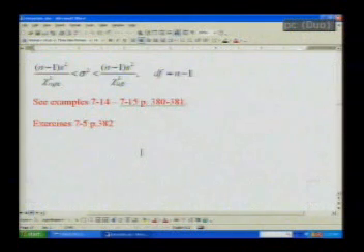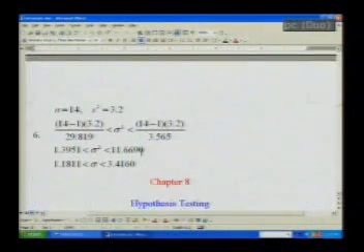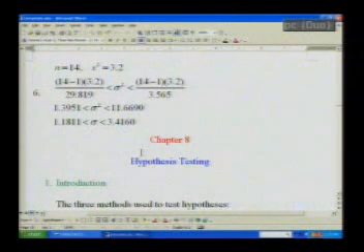So if you already understand that one, you can try exercise 7.5, page 382. Just take a look at number 6. Find the 99% confidence interval for the variance and standard deviation of the weight of 25 1-gallon containers of motor oil if a sample of 14 containers has a variance of 3.2. The weights are given in ounces. Assume the variable is normally distributed.